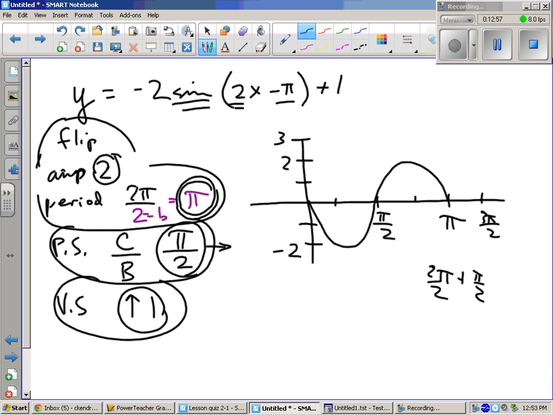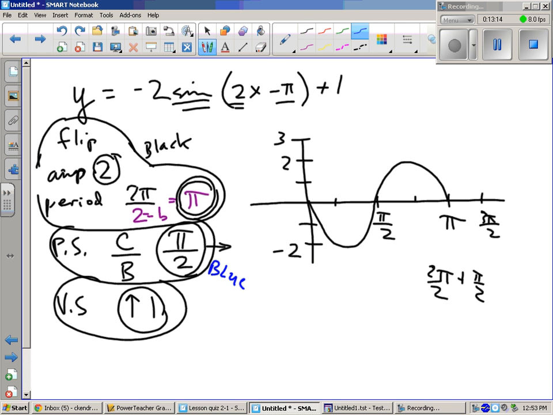You have to end at pi, so you have to go through pi over 2. So I just did these 3 things all with one step. So that's the black graph. Now let's do the blue one here.